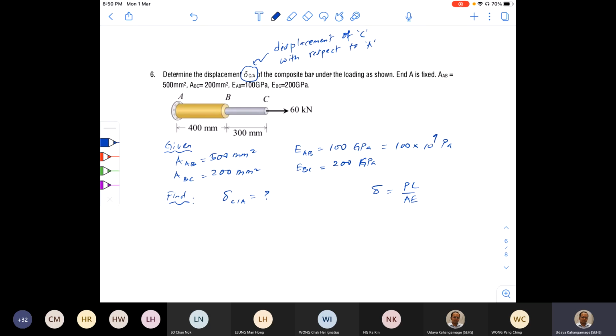So the deformation delta is given as PL over AE. But we cannot use this equation to find delta CA, right? Why? It is applied only for a section where the cross section is the same material, and also the internal force is the same. And also you can remember, I'm going to write this P here also, internal force. Okay, so we are going to use this equation to find this delta CA. So we'll do the calculation.